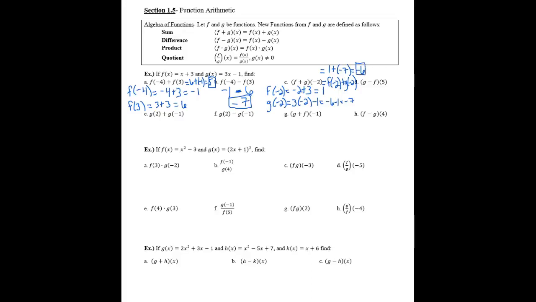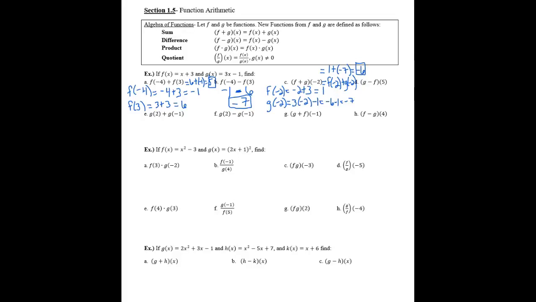Alright, and then the last one in this row, G minus F. Now, it's really important to pay attention to the order that these are in, right? If I found these answers and I did 1 minus -7 versus -7 minus 1, those are different things. Subtraction is not commutative. I cannot do it in any order I want. I have to subtract in the order that's stated.